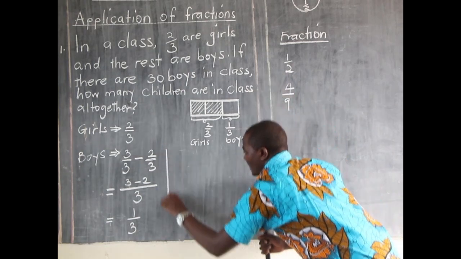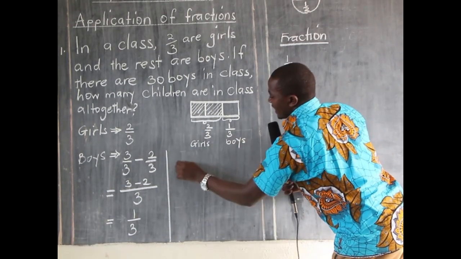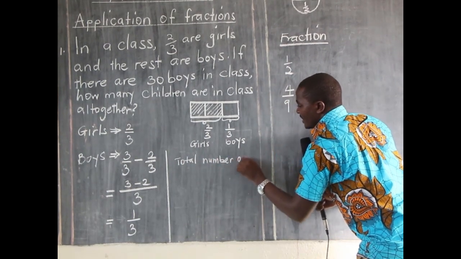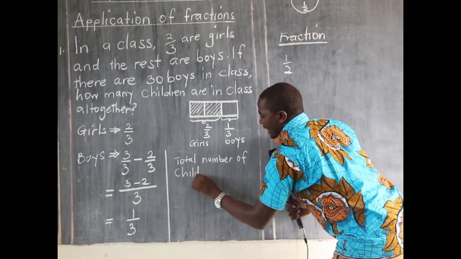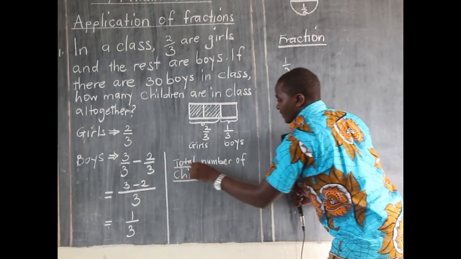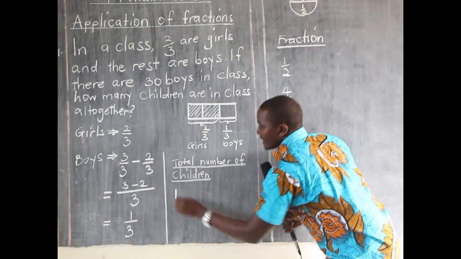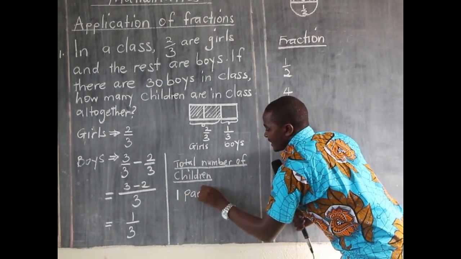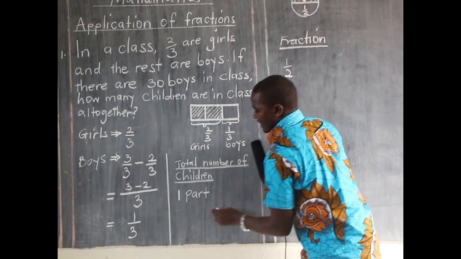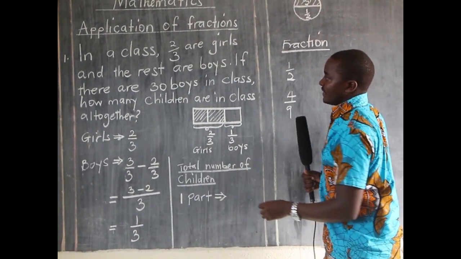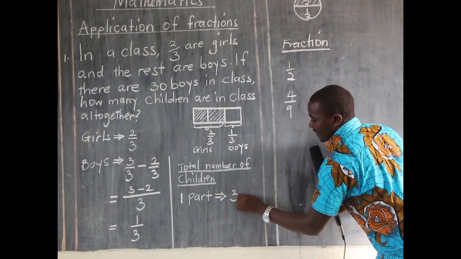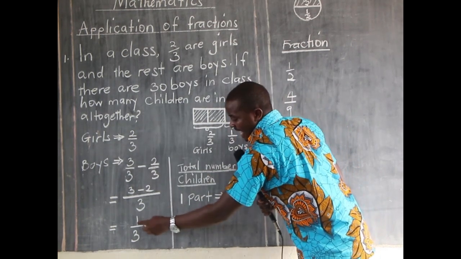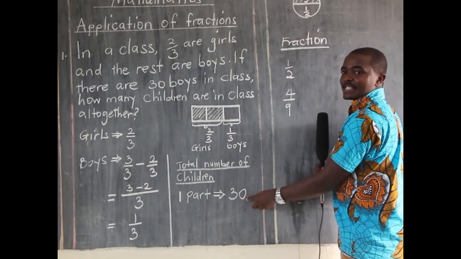that, come here, we are looking for the total number of children in the class. So we say that 1 part, we remember we are using the fraction for boys, this 1 part represents the 30 boys. Why do we say that 1 part represents the 30 boys? Because the fraction for boys is 1 out of 3. So the 1 part represents the 30 boys.